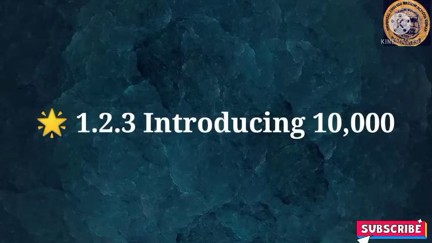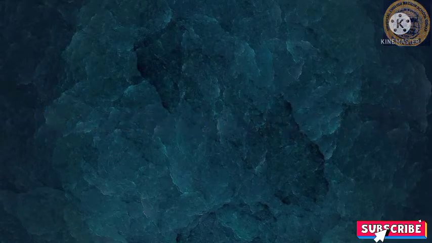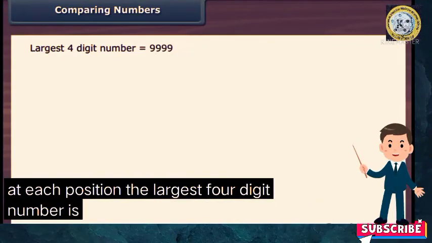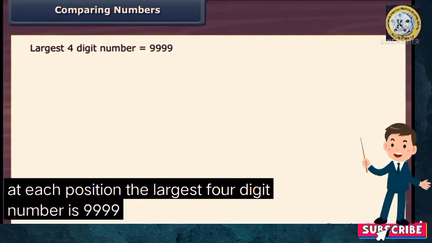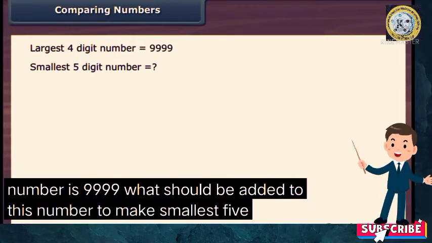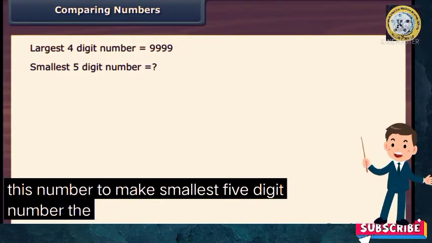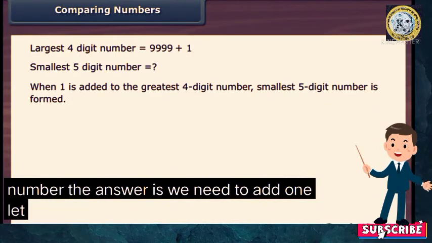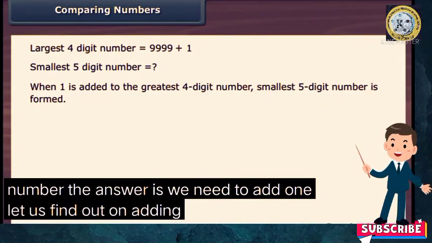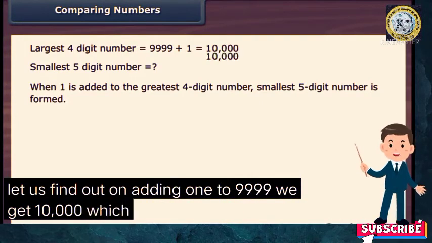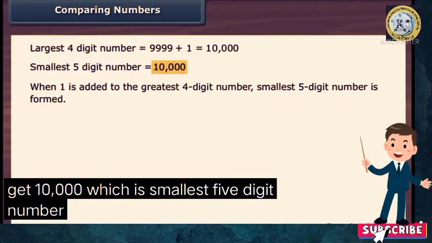Now we are discussing introducing 10,000. The largest 4-digit number is 9999. What should be added to this number to make the smallest 5-digit number? The answer is we need to add 1. Let us find out. On adding 1 to 9999, we get 10,000, which is the smallest 5-digit number.